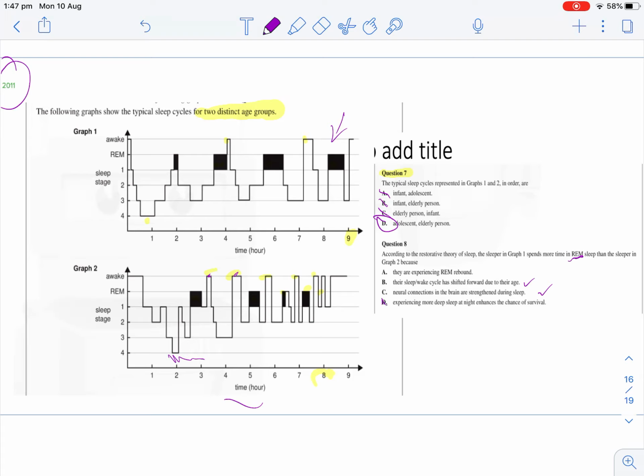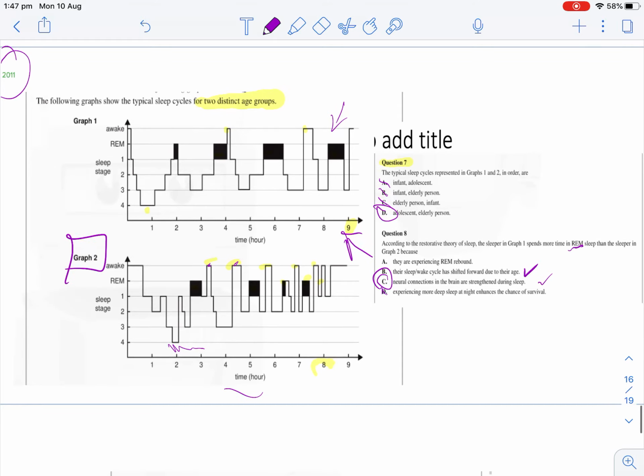So we need to go back now because it's very easy to think that the answer is B. But we need to go back and read the question. According to the theory of sleep, the sleeper in graph 1 spends more time because of. So it's asking us to relate it back to the graph and comparing these two things. If we said B, while that's true, that doesn't compare it to what's happening in graph 2, which makes the answer of this one C.